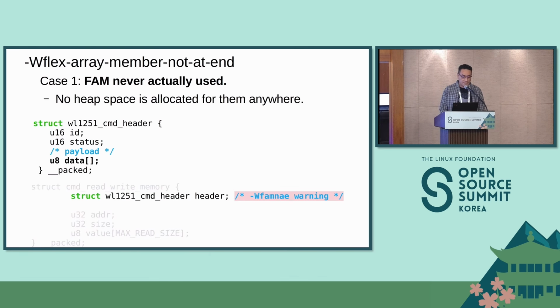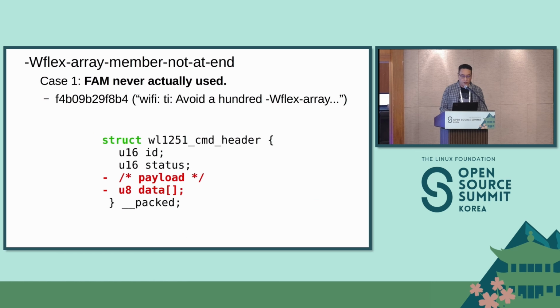So in this case, no heap space is allocated for this object, so we can simply remove it from the Linux kernel, and that's the most simple change, right? This is just part of the commit I submitted to address this issue. I found like 4 of these instances in the Linux kernel, and by removing all those 4 instances, I managed to fix 100 of those unique -Wflex-array-member-not-at-end warnings. So that was a great thing.